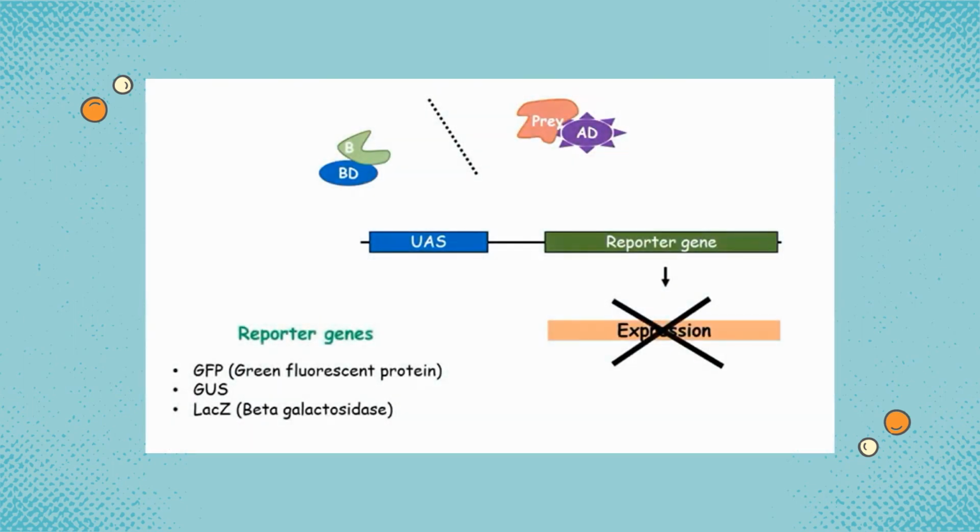And if both the proteins, that is bait and prey, do not interact, the two domains of the transcription factor, that is BD and AD, never come in close, and as a result, the expression of the reporter gene does not occur. Expression of reporter genes like GFP, GUS, and LacZ are observed under a fluorescent microscope or visually.